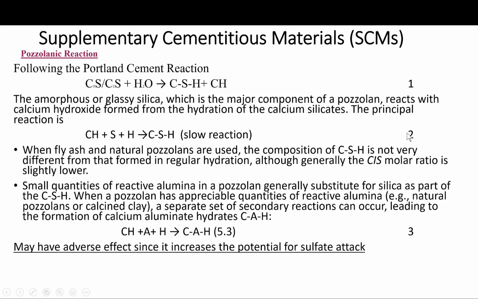This reaction, number 2, is typically a slow reaction. So when fly ash, for example, and natural pozzolans are used, the composition of the calcium silicate hydrate is not very different from that formed in regular hydration of the cement, although generally the calcium to silica molar ratio is slightly lower.